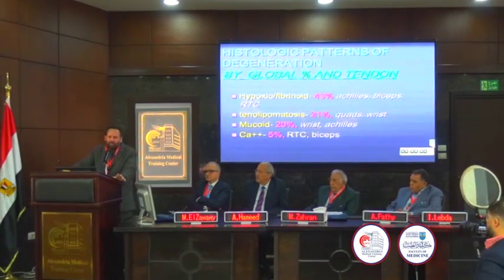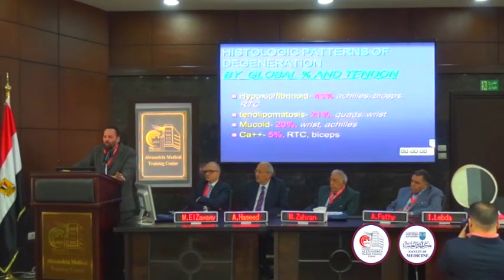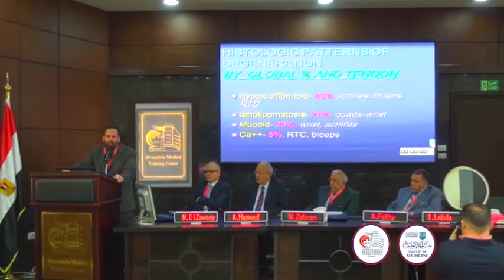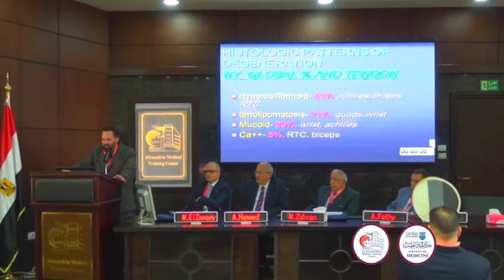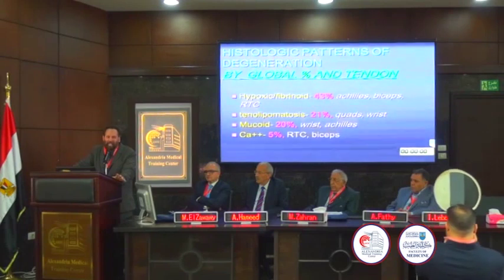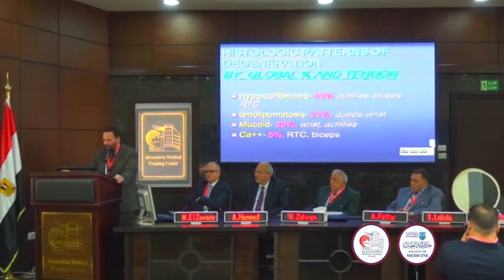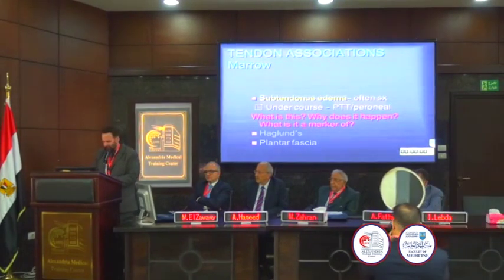Hypoxic is about half of tendon disorders. Mucoid is about a fifth of tendon disorders. Tendinolipomatosis is a fifth of tendon disorders. And calcific is the rarest. It's about 5% of tendon disorders.